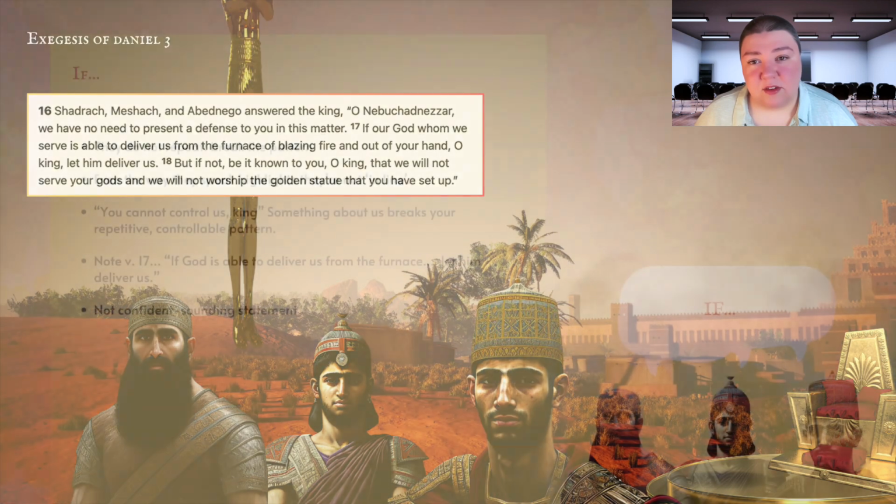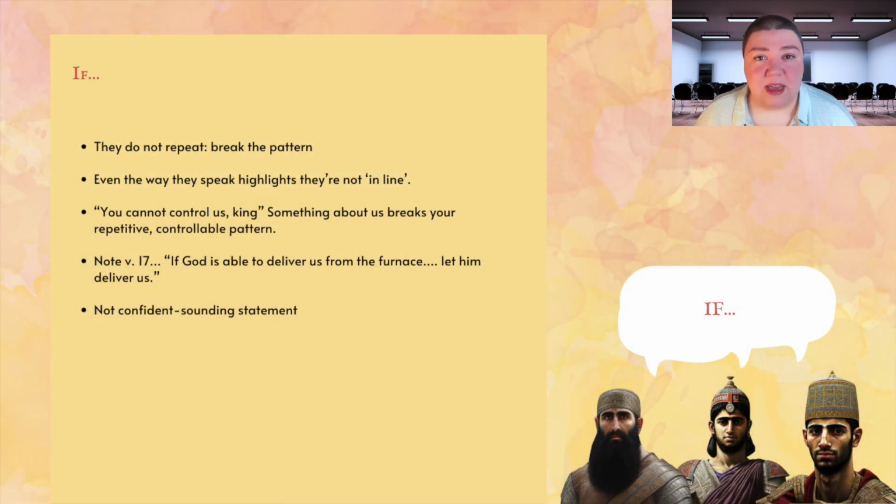Did you notice? They don't repeat the list. They don't repeat the pattern. The way they speak to the king only further highlights how much they're not in line. They even speak differently from the others. And the author is using this to highlight the message: you, Nebuchadnezzar, you do not control us. Something about us breaks your repetitive, controllable pattern.